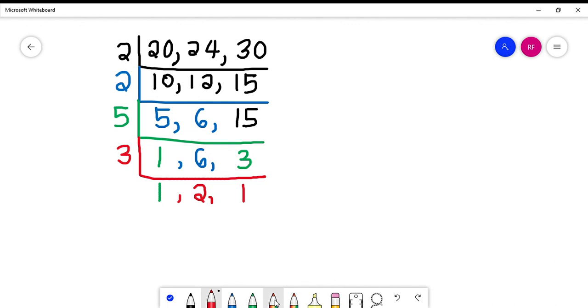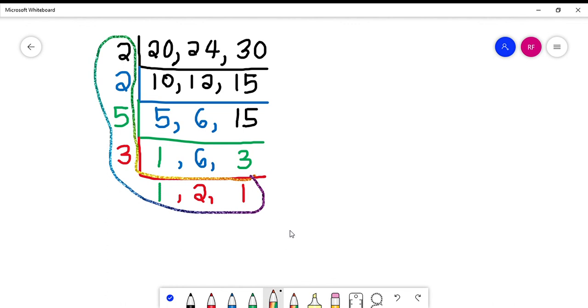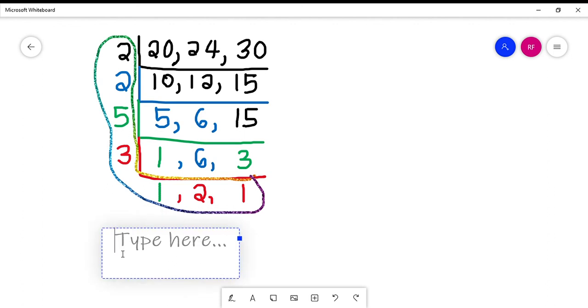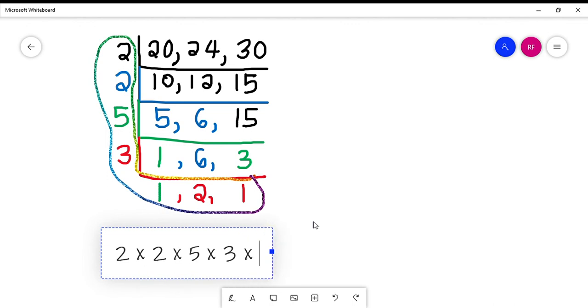So we'll get, let me use this multicolor. So you don't need to include 1 in multiplication because any number multiplied by 1 is that number, remember? So that is the identity element for multiplication. So let us multiply everything that we got. So 2 times 2 times 5 times 3 times, like I said, you don't need to include those 2 ones. But you need to include the 2.